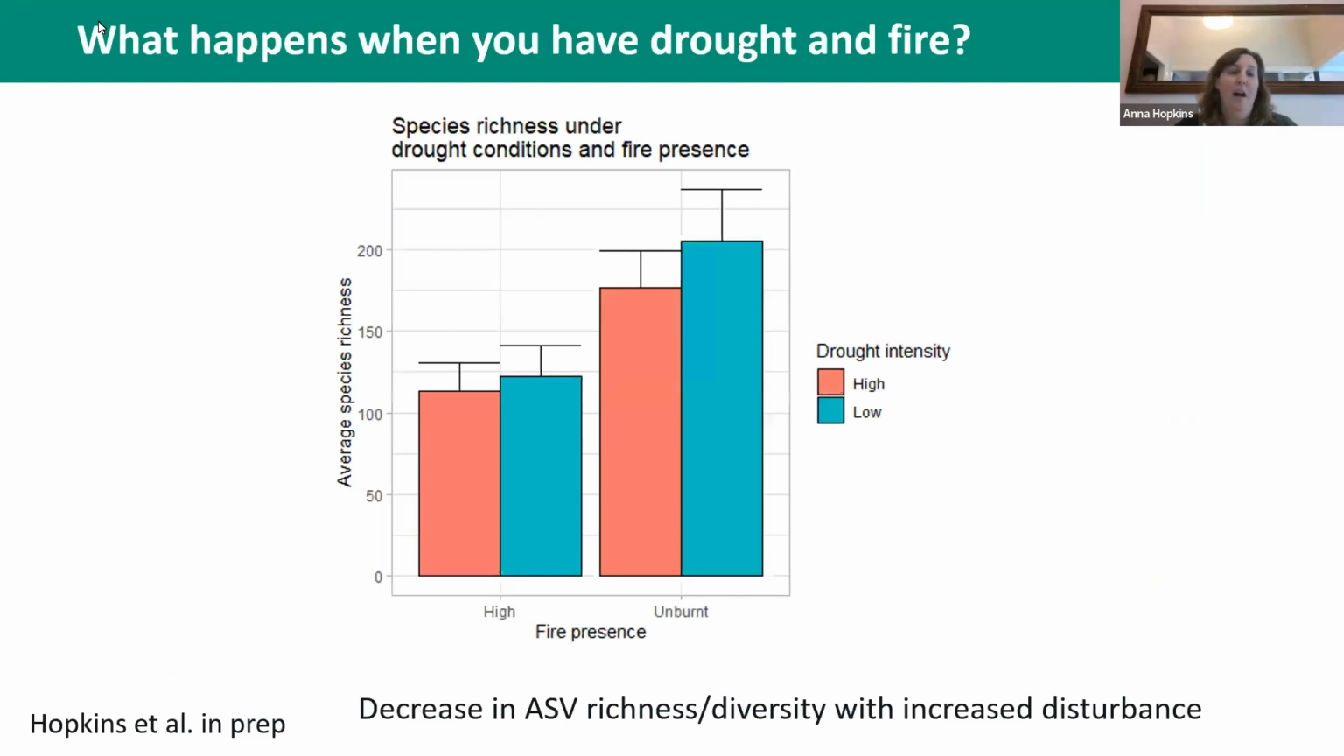So what we did find was that, in this figure, this is the species richness of fungi. We've got fire as the 2 bars on the left, and unburnt sites are the 2 bars on the right. And then the pink bars are high drought intensity and the blue bars are low drought intensity. So what you can see is that there's a decrease in the number of ASVs or species of fungi with increased disturbance. So the more disturbance you have, the fewer species of fungi you're finding in that soil.